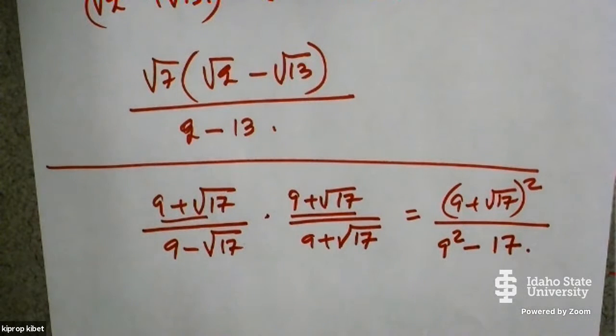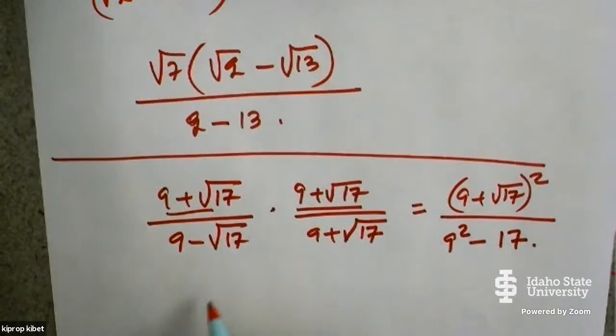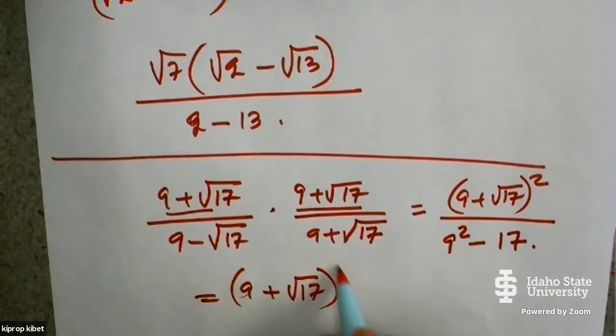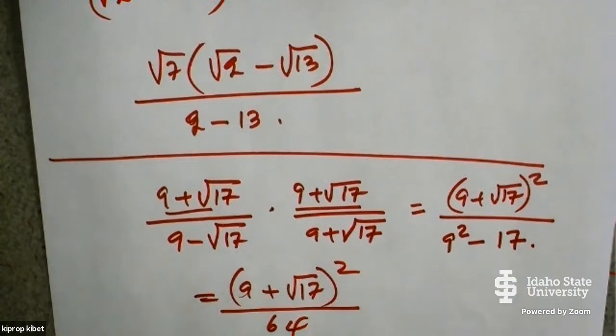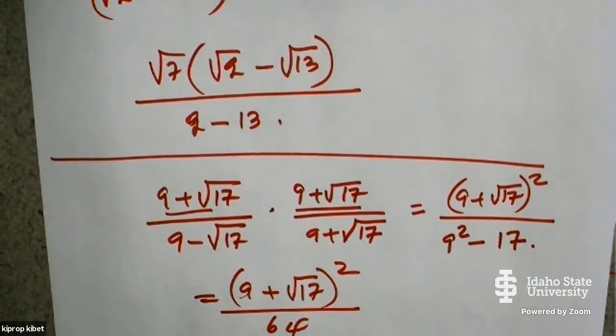Because when you square 17, the root of 17 will become what? So it becomes 17. So finally, this equals 9 plus what? The root of 17 squared, divided by 81 minus 17, is what? Is it 64? Yes. Why isn't that just like 1?